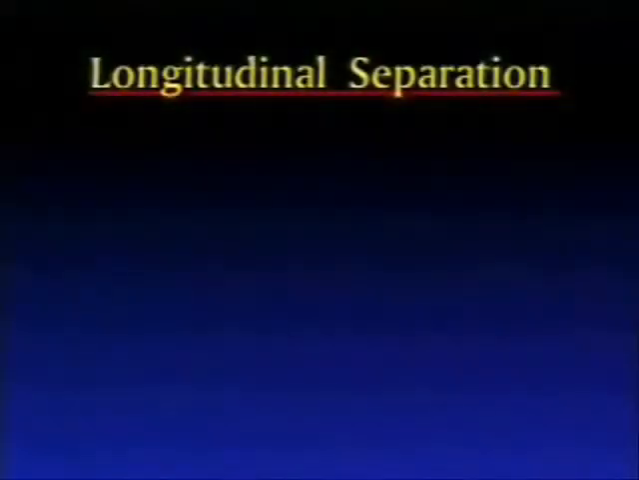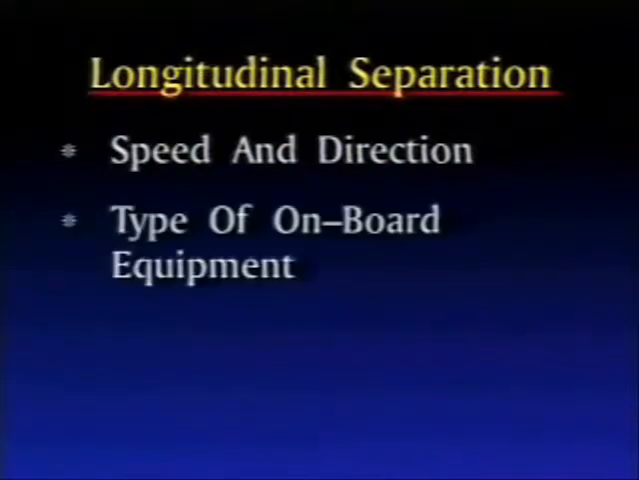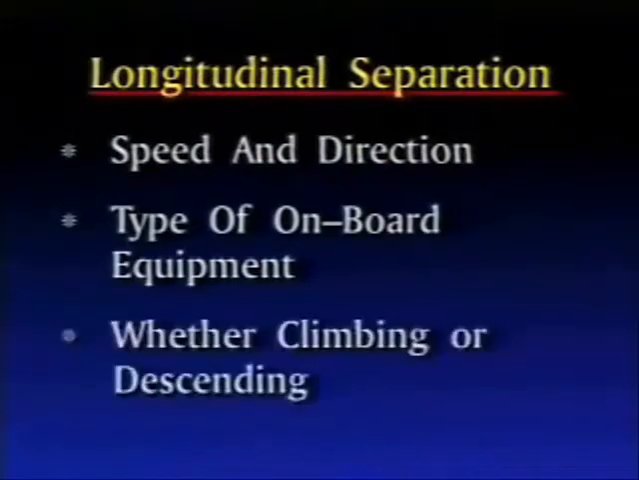Longitudinal separation describes the spacing of aircraft flying at the same altitude when on the same, converging, or crossing courses. When maintaining longitudinal separation, the controller must consider the speed and direction of the aircraft, the type of equipment on board, and whether the aircraft are climbing or descending.